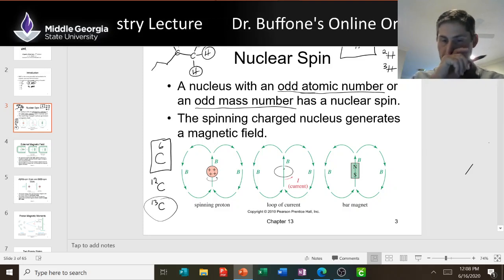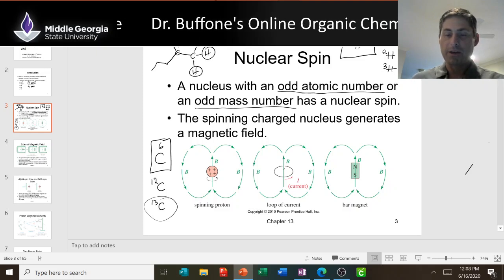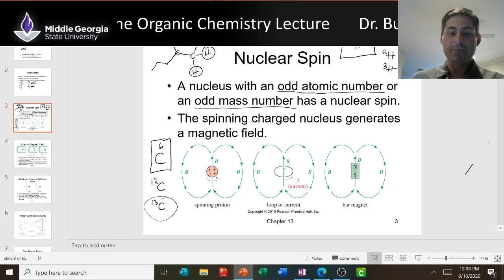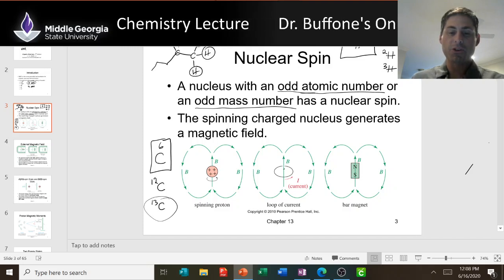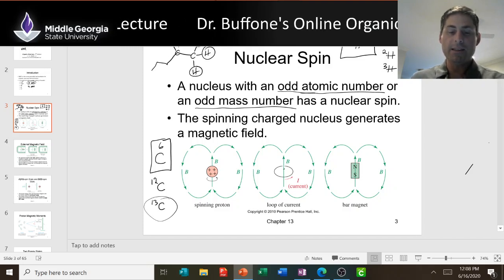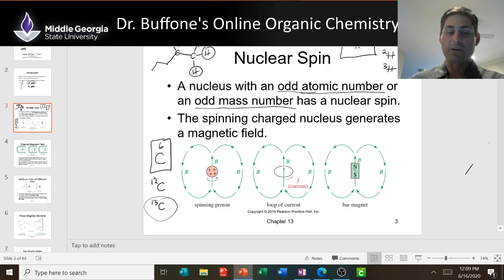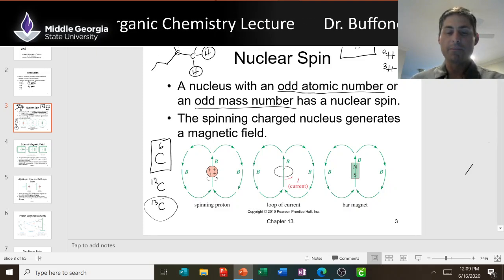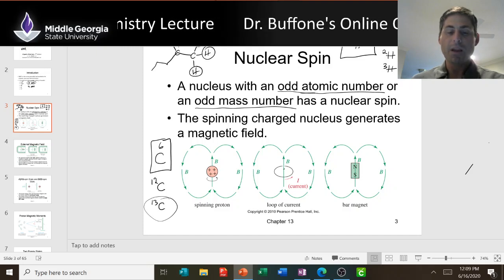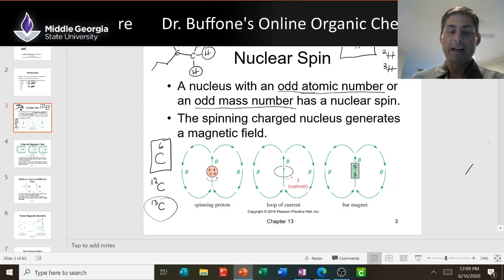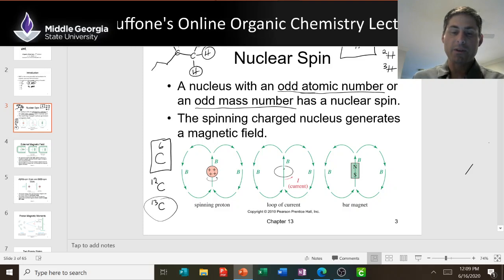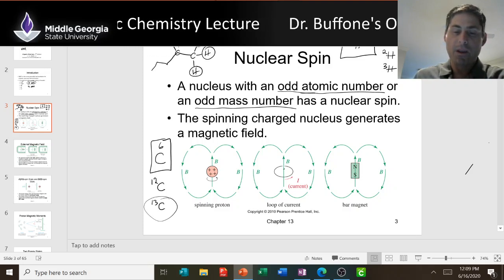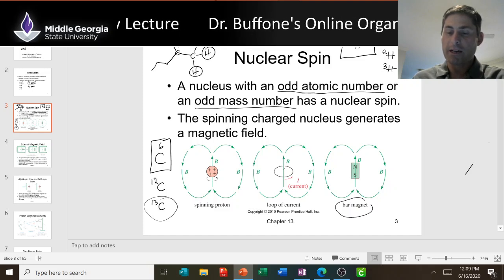So here we have a couple of different pictures for you. We have a spinning proton, so imagine an atom. We have these plus charges, these are protons inside an atom, so we just give you a little boundary there for the atom. And if you have a spinning proton in a nucleus, this generates a magnetic field. And that's what these arrows represent. They represent a magnetic field right here. Much like if you had a bar magnet.